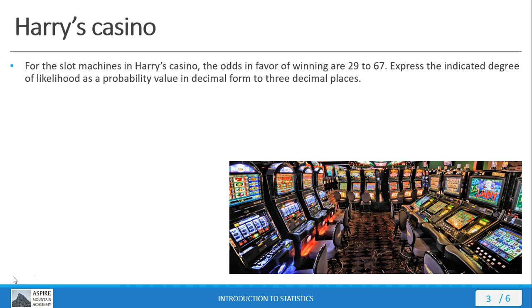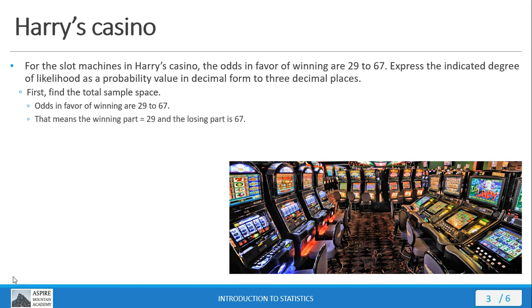For the slot machines in Harry's Casino, the odds in favor of winning are 29 to 67. Express the indicated degree of likelihood as a probability value in decimal form to 3 decimal places. Okay, first thing we're going to do here is find our total sample space. The odds in favor of winning from the problem statement are 29 to 67. So that means the winning part is 29 and the losing part is 67.